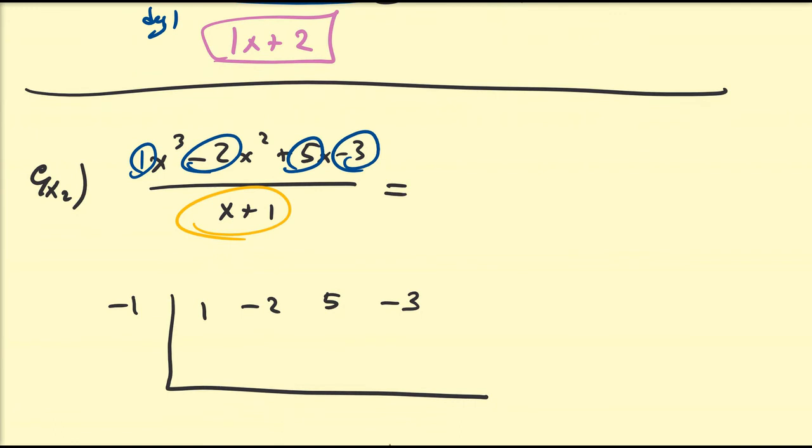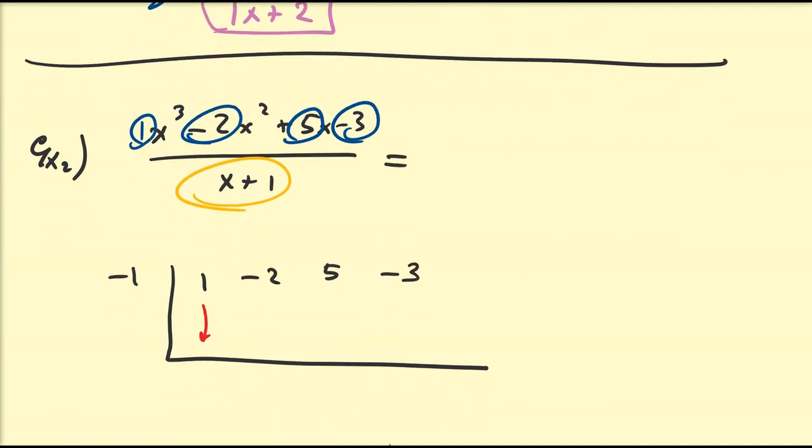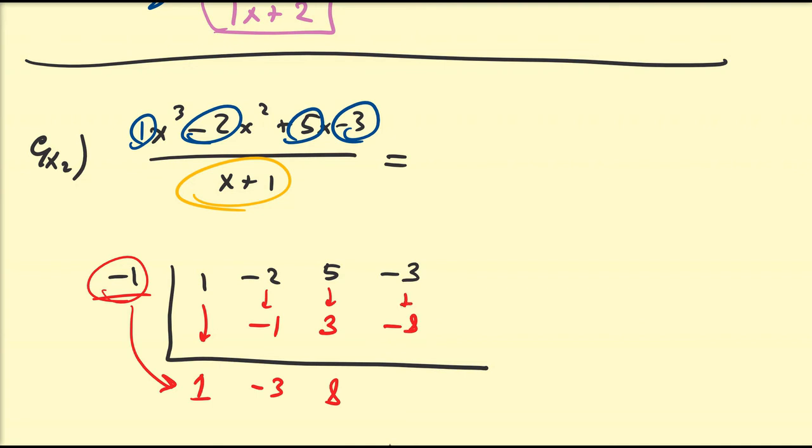So again, I'm going to begin by bringing 1 down, so it's going to be 1, and then I'm going to multiply 1 times negative 1, which is going to be minus 1, and then I'm going to add negative 1 and negative 2 to give us minus 3. I'm then going to multiply negative 1 times negative 3, that's going to give us 3, and then add 5 plus 3, that's going to give us 8. Then negative 1 times 8 is going to give us negative 8, and then I'm going to add, and that's going to give us negative 11.